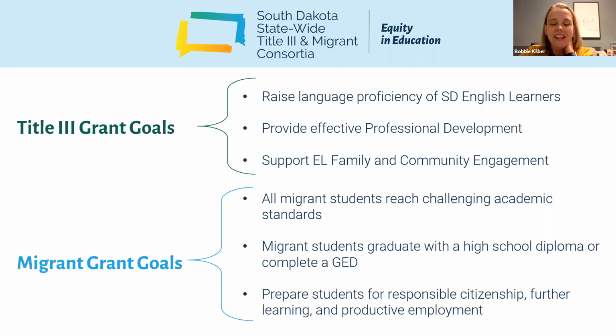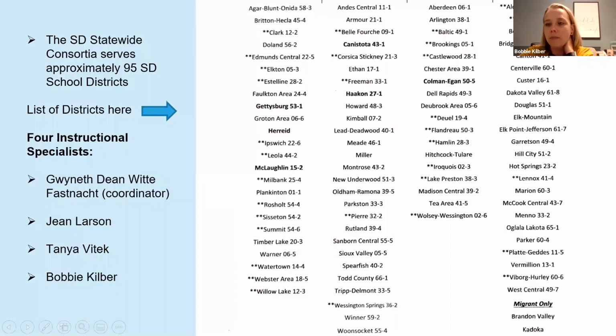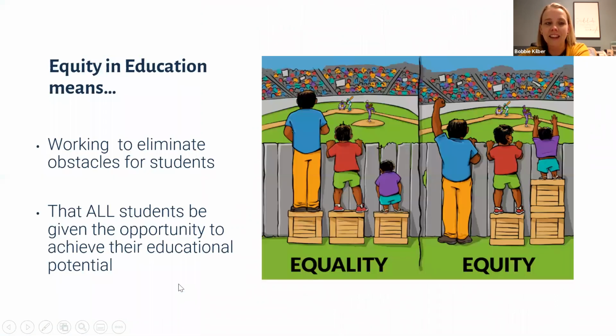I showed you the map earlier. This is a list of our districts. We have 4 instructional specialists in our consortium. Gwyneth Dean Whitty Fosnot is our coordinator. Jean Larson, Tanya Vitek, and myself. We travel in 95 districts, and here is a list of the districts. You might see your district on here. Look it over really quick.